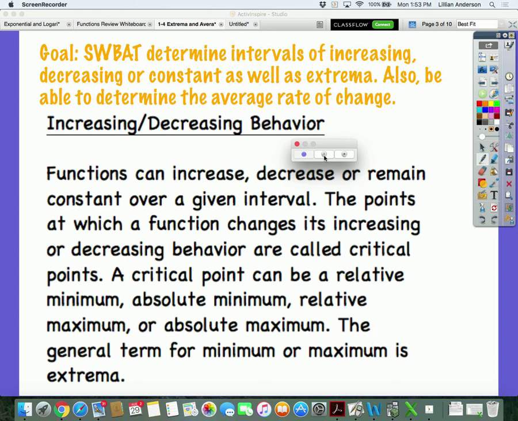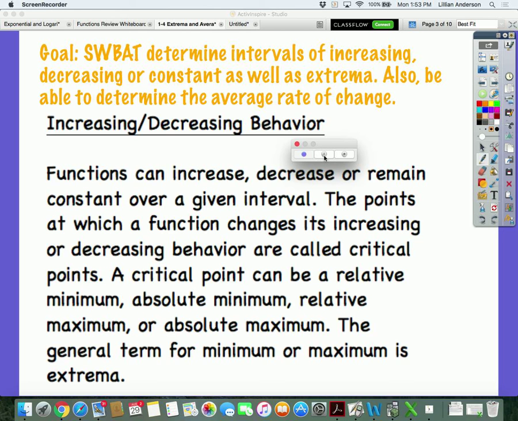All right, so by the end of the lesson, you'll be able to determine intervals of increasing, decreasing, or constant, as well as extrema. And you'll also be able to determine the average rate of change of different types of functions, okay? So a function can increase, decrease, or remain constant over a given interval. Increasing being that the graph is going up. Decreasing, the graph is going down. Constant is neither going up nor down. It's just going straight across.